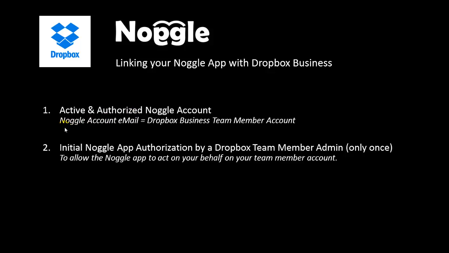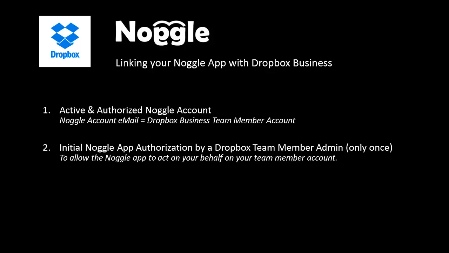But before we can do that, we need an initial Noggle app authorization by a Dropbox team member administrator. So this only needs to be done once in order to allow your client that the Noggle app can act on your behalf on your team member account later on. So one admin of your team must give permission to your Noggle app that the application can act on your behalf later on when searching files. So these two preconditions must be met. So now let me show you how it works.